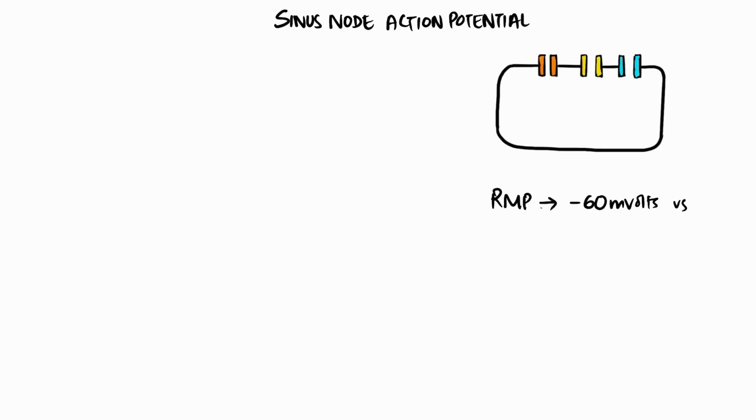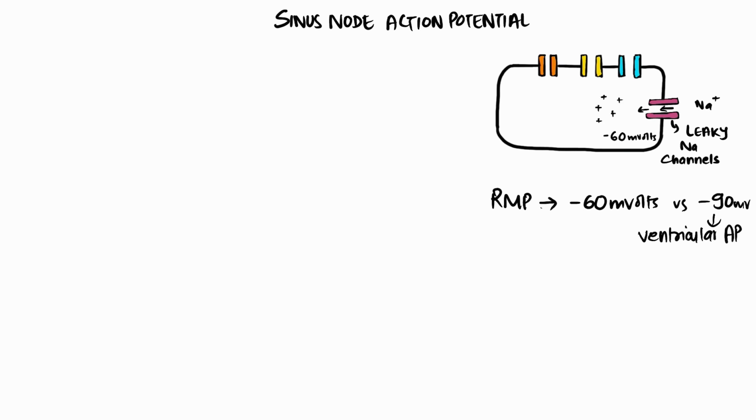Now, let's look at the sinus node action potential. Here, we can see that the resting membrane potential is minus 60 millivolts as compared to ventricular muscle fibers, which was minus 90 millivolts. This is because of the naturally leaking sodium channels. These leaky sodium channels are also known as funny channels. It is because of this that sodium tends to leak to the inside of the cell. This causes the resting membrane potential to slowly rise. This leakiness of sodium causes self-excitation and is responsible for the automatic rhythmicity of these pacemaker cells.